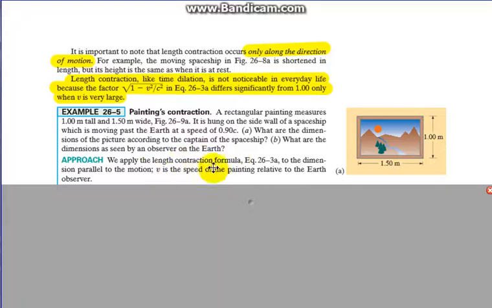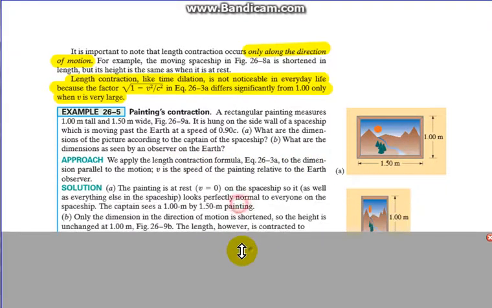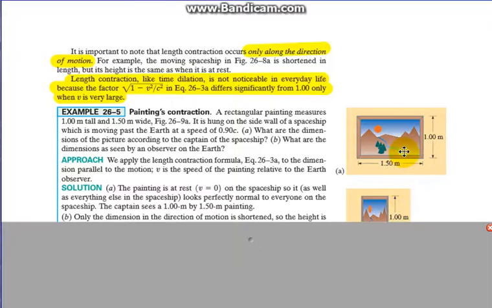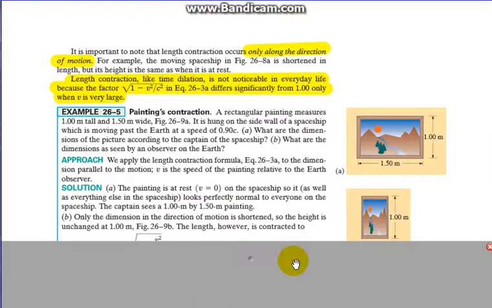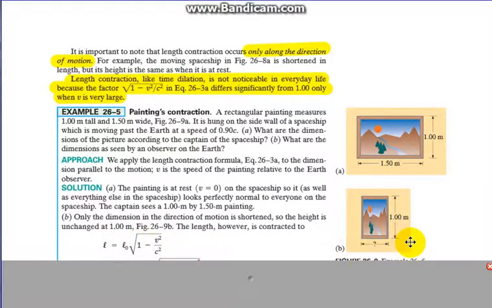So, of course, we apply the length contraction formula, but to the person in the spaceship looking at the painting on the wall, the painting is not moving with respect to that person, so nothing changes. It's still 1 meter by 1.5 meters. But when someone on the Earth is seeing this spaceship move at 90% the speed of light, they would, in fact, see a contraction. I think we'll save that for the next video because we're running out of time here. So we'll come back and take a look at that solution B, in which we will in fact use the length contraction formula.